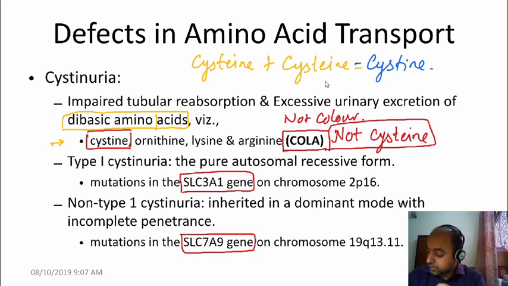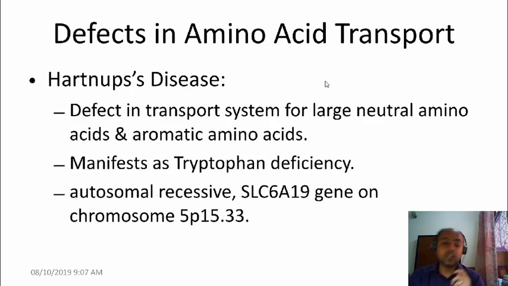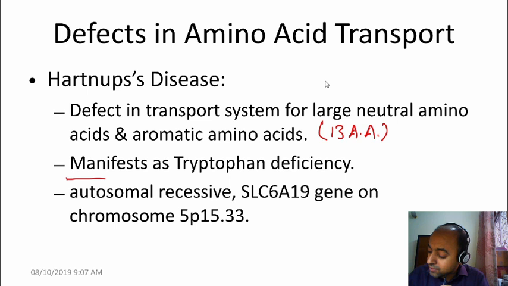Okay. Second disorder in the list is the Hartnup's disease. In Hartnup's disease, the defect in transport of 13 different amino acids has been documented. 13 different amino acids are lost in the urine. So obviously, large number of amino acids are lost. It doesn't make sense to remember the names. What you have to remember is it manifests as tryptophan deficiency.